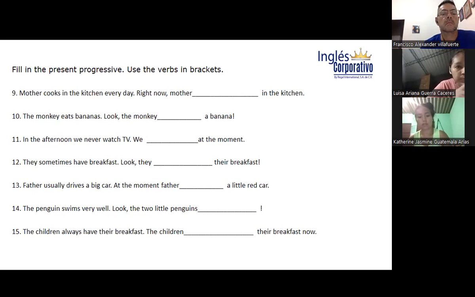So then we have the number 10. Look what it says. The monkey eats bananas. Look at the monkey. It's eating a banana. Eating, yes, that will be eating. It's eating a banana.